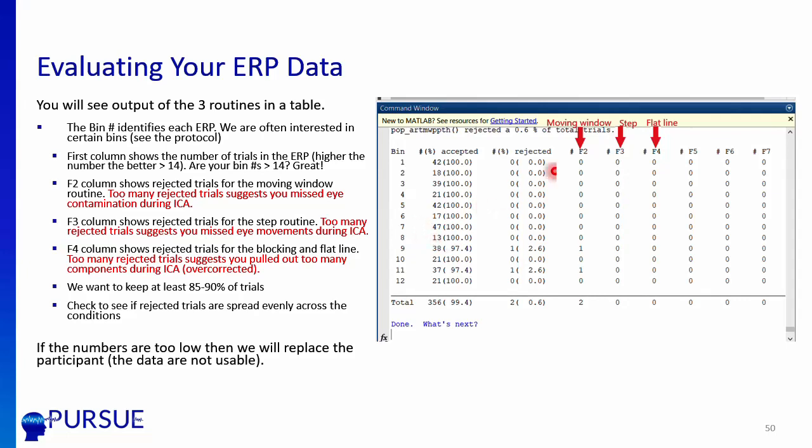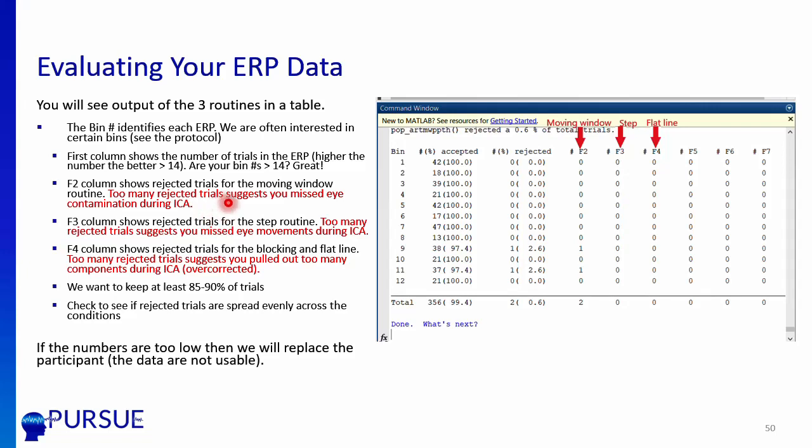Bottom line, that's good. The second column, the F2 column where the red arrow is, shows you the number of trials, and you can see we have a couple of trials here that were flagged by the moving window. So only 2, that's not a big deal. You can see that 2 trials out of 358 trials were removed. That's only 0.6% of the data. That's great, that's perfectly fine. It caught a couple of trials and removed them based on that moving window. F3 shows the step function, and this is pretty prototypical. You rarely have one, but sometimes you do. If you do, maybe that suggests that you have some eye movements that you missed during ICA.